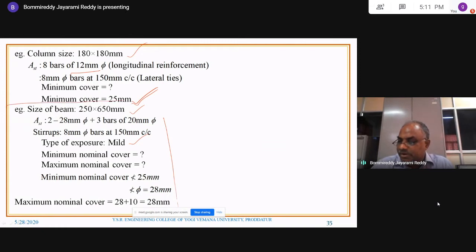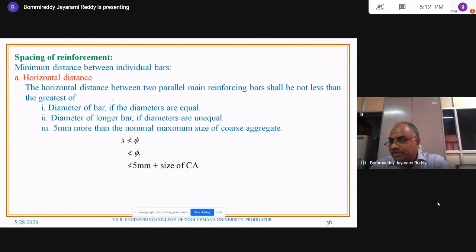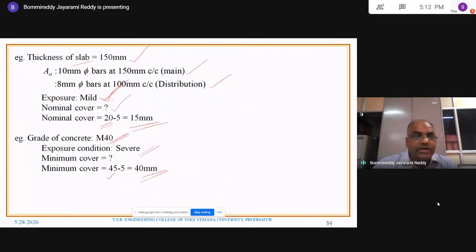Okay, we have completed up to this, and tomorrow we are going to study in detail the numerical problems in singly reinforced beams of the limit state method, both numerical problems and also the questions that appeared in previous GATE examinations. So again, we'll meet tomorrow at 3 o'clock for continuation of this subject. Thank you.